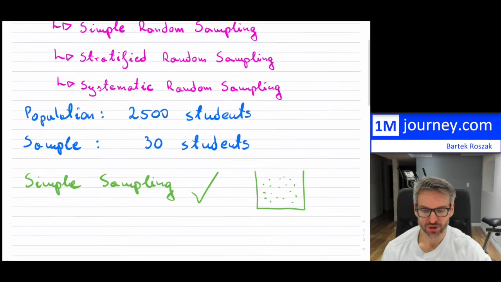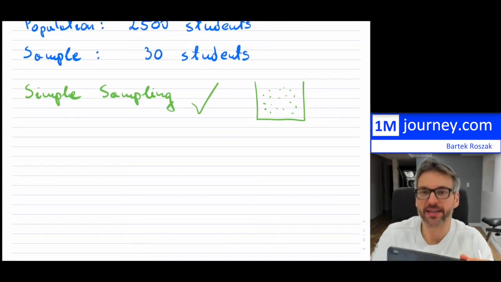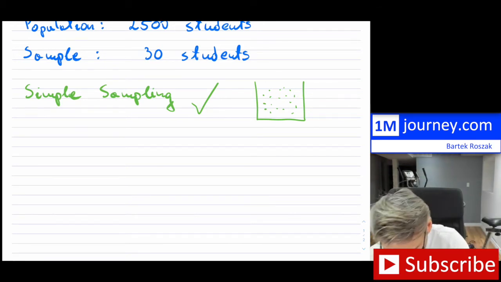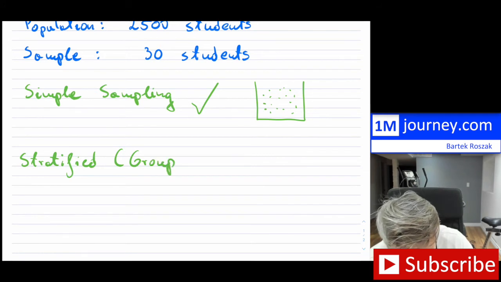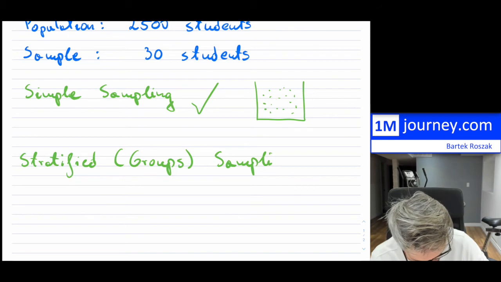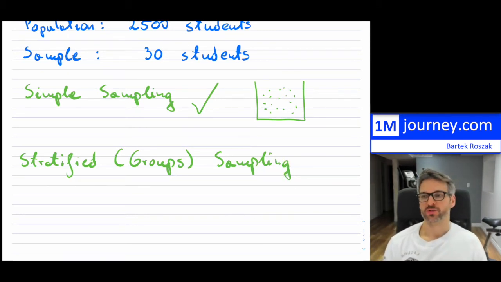What is now stratified sampling? So my second idea in terms of sampling techniques might be called stratified. Stratified means that you are grouping. You have some groups that you've created where you're going to be taking your samples from. So now let's still imagine that I have a population of 2,500 students.